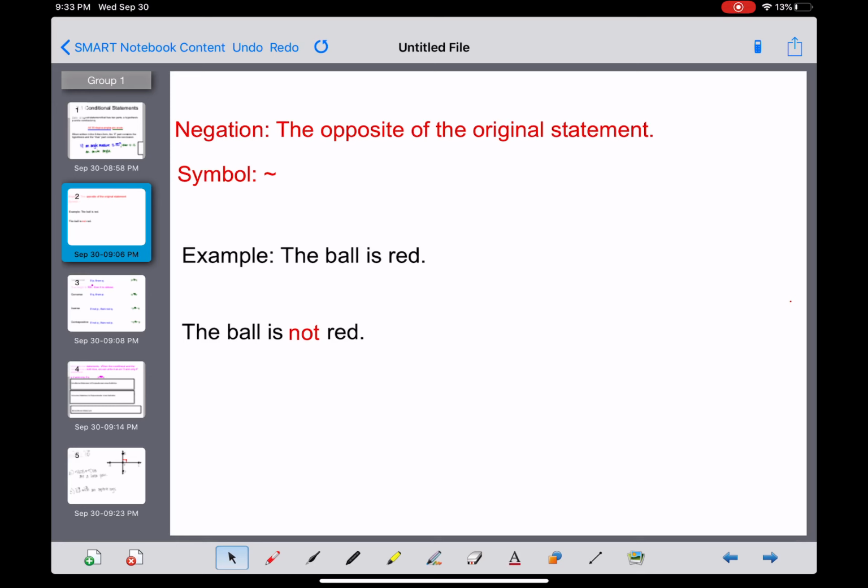Another key term is called negation. It is the opposite of the original statement. And that symbol is that tilde symbol. That means not. So for example, if our statement is the ball is red, the negation of that statement is the ball is not red.